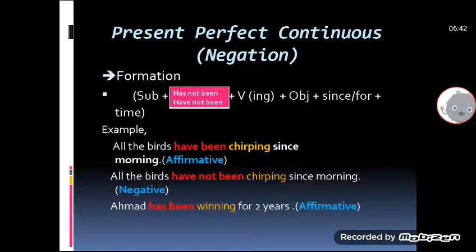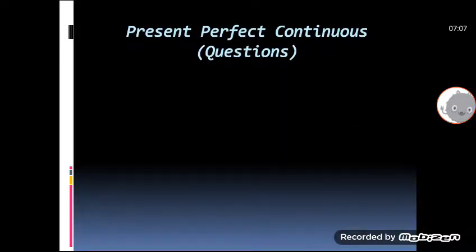Ahmed has been winning for 2 years. Clear? 2 साल से जीत रहा है. Affirmative and negative. Ahmed has not been winning for 2 years. Now you can see here use of for the period of time 2 years. एक period not specific. And since morning you can see here point of time. Very good. Move towards next.